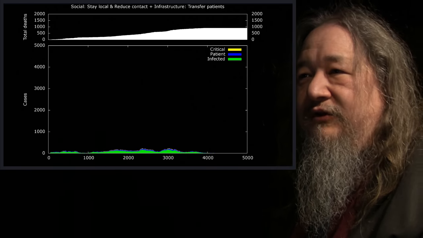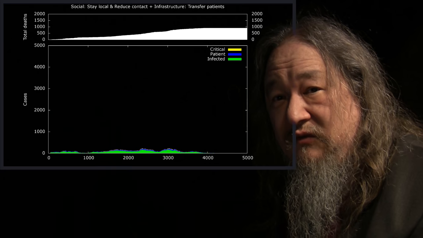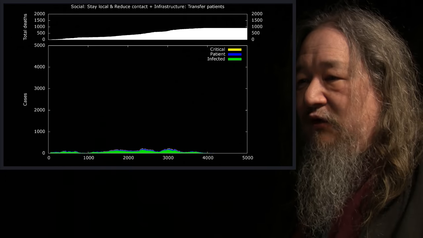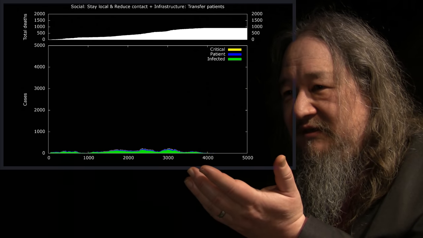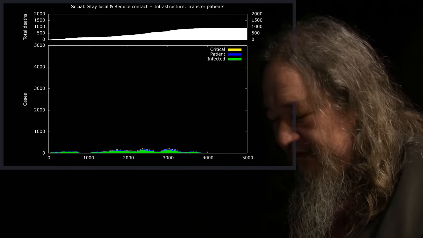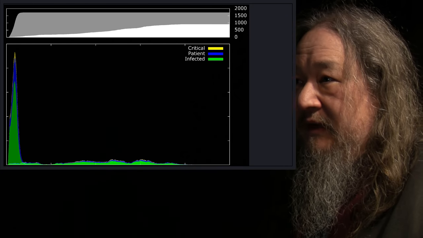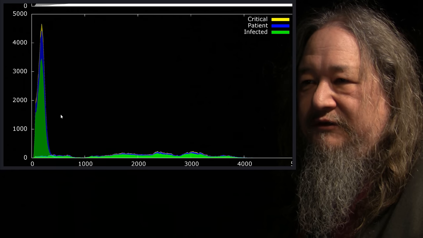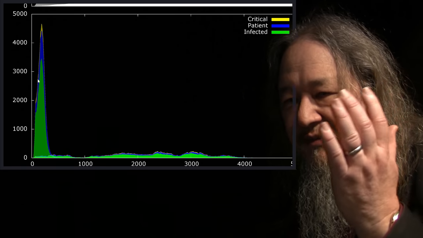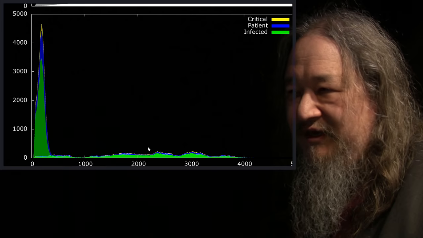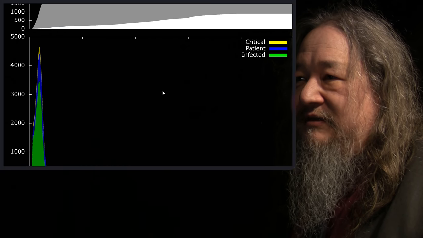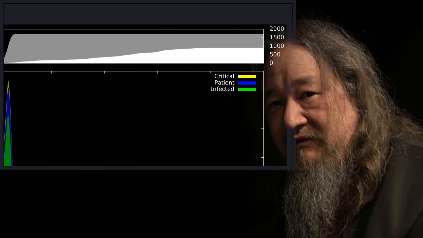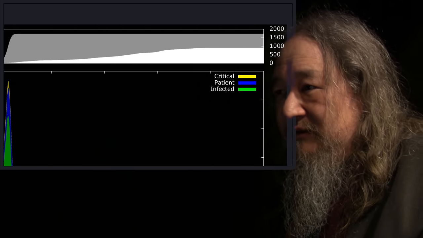And finally, when we turn all of the rules on, stay local, reduce your contacts, let the hospital infrastructure move stuff around in ways that they might not normally do. This is flattening the curve, and we can superimpose them. Right, so this is the surge, the no treatment, the no change in behavior case. This is the aggressive change in behavior case. It's hundreds and it's well, it's almost a 50% reduction in mortality for this little world.